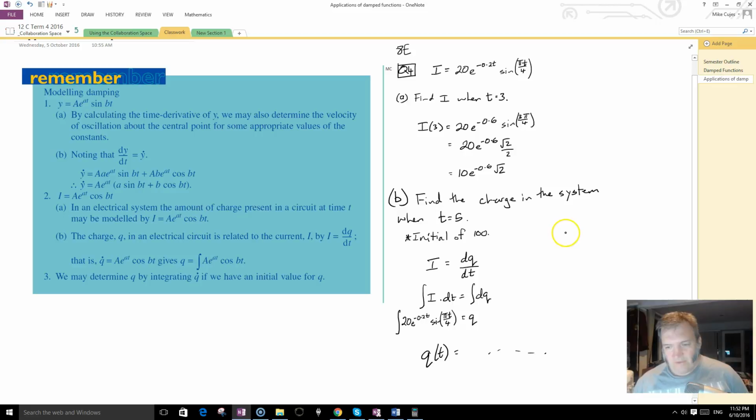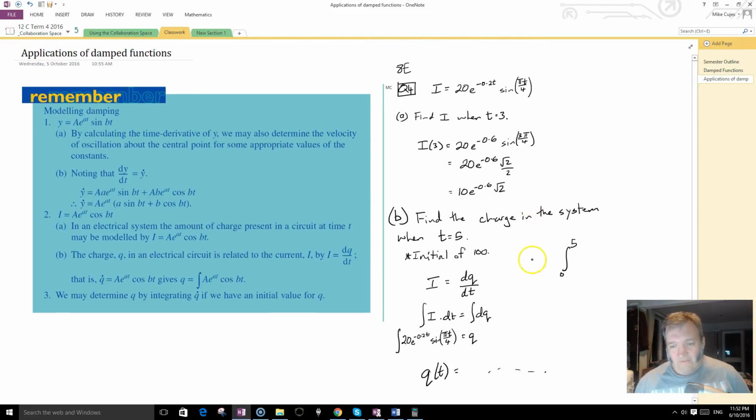Now you remember Mr. Canalese said, oh, we've got to integrate from 0 to 5. And he's actually right. That's a perfectly acceptable way of doing it as well. We could just do the definite integral over that time period.